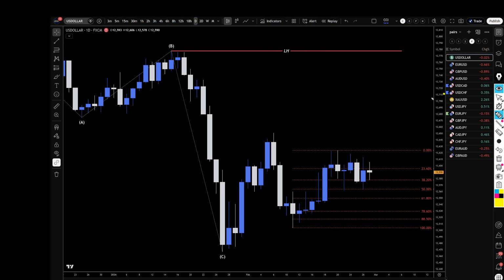This is my morning market breakdown of the US dollar pairs, including gold and a couple of the yen pairs. As always, we start off with the US dollar index because that basically tells us what to do on all the other dollar pairs themselves.